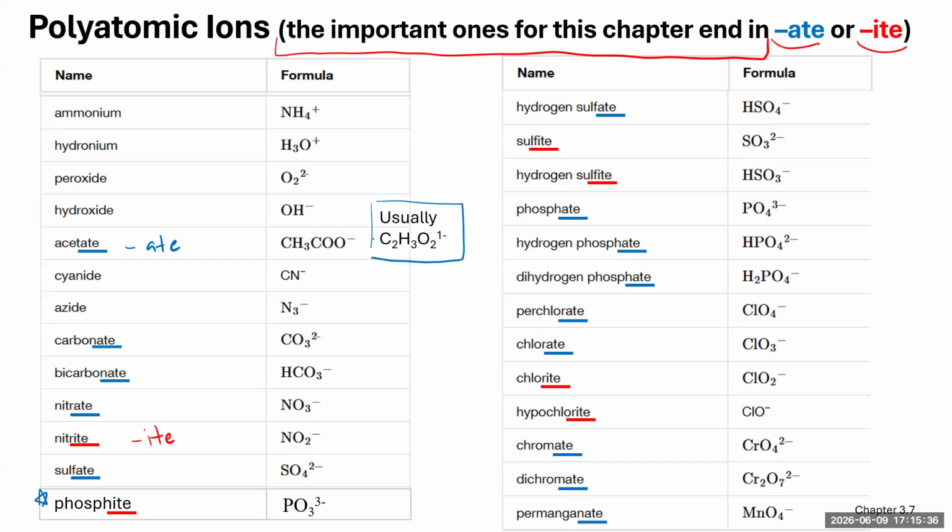I rewrote the formula how we usually see it. This is a different way to write it, but we usually write it as C2H3O2 1 minus. All right. And also, again, we have positive charges, we have negative charges, we have multiple negative charges. It's a 2 minus, 3 minus, 1 minus, right? So a lot of little details, but make sure you're comfortable with this chart.